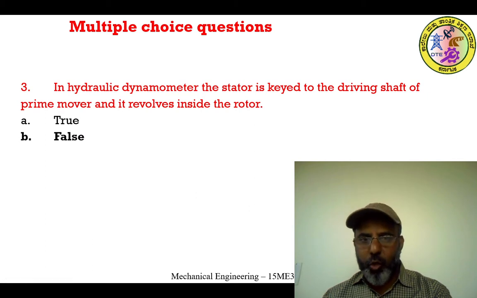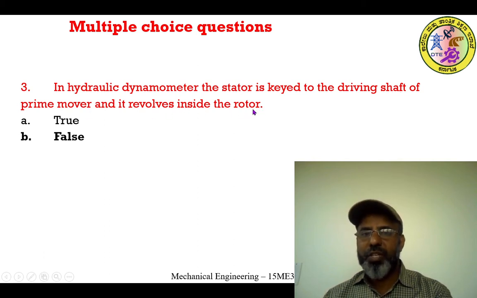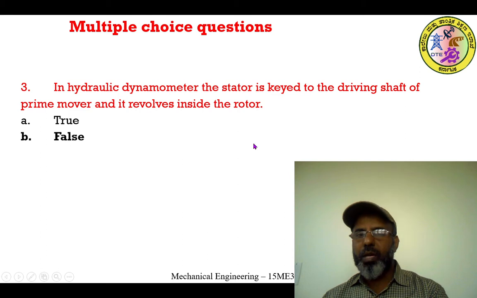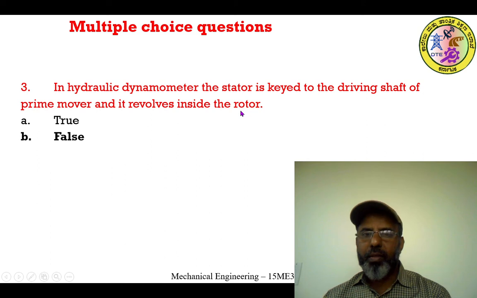The correct statement should be: in hydraulic dynamometer, the rotor is keyed to the driving shaft of the prime mover and it revolves inside the stator. For this question, the correct answer is B. Generally, in hydraulic dynamometer, the stator will be mounted on the anti-friction bearing, and the rotor is keyed to the driving shaft, and the rotor is going to revolve or rotate inside the stator.